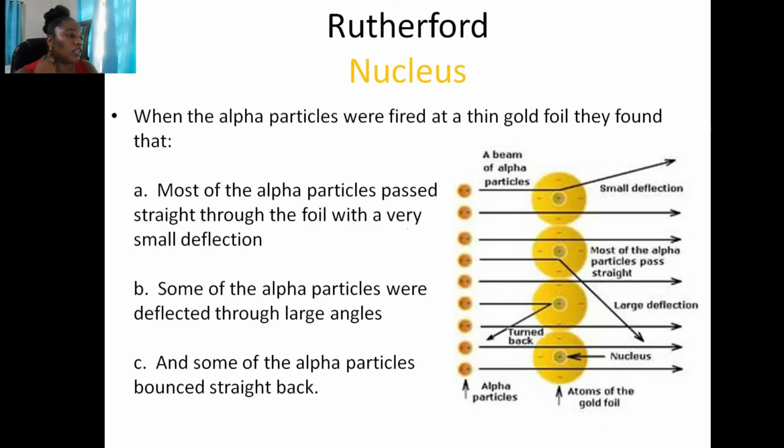So he found that, just like what I said earlier, some of the particles went straight through. You see that here? It went straight through the gold foil. So this represents the gold foil, and these over here represent the alpha particles. And then some of them were deflected, like a small deflection, right? And then some of them just came straight back. So that suggested that there was a dense body somewhere inside of the atom.